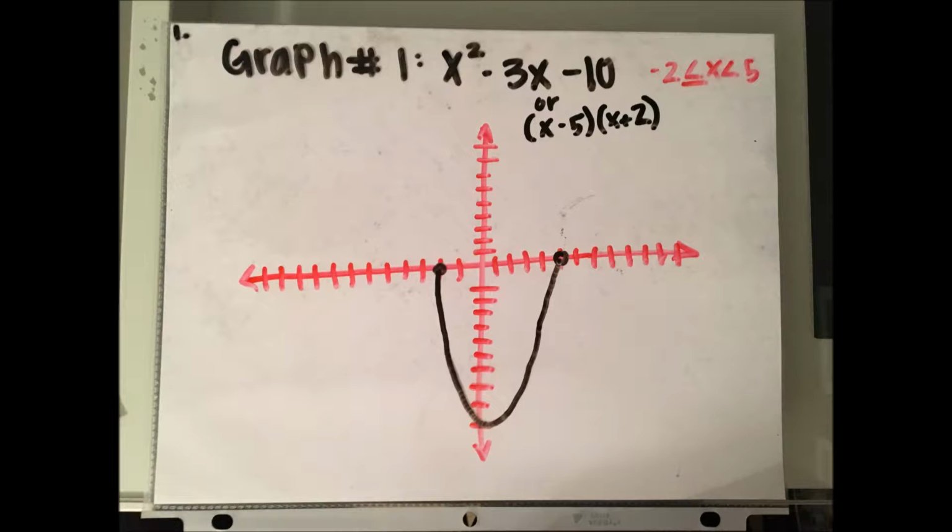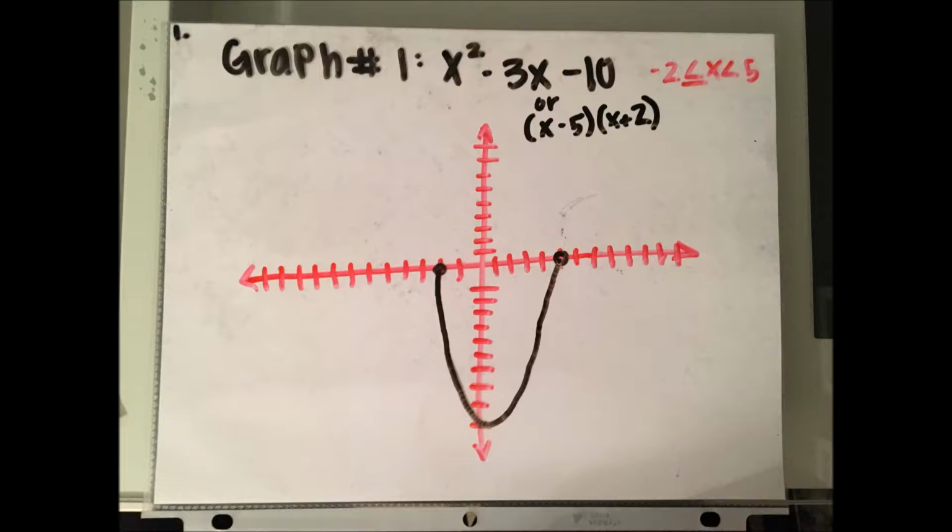The first graph I graphed was x squared minus 3x minus 10 with the domain from -2 to 5. The first thing that I did is I factored that equation to get (x minus 5)(x plus 2). And that gave me the x-intercepts of that graph at (-2, 0) and at (5, 0). And then that minus 10 at the end gave me the y-intercept of that graph at (0, -10).